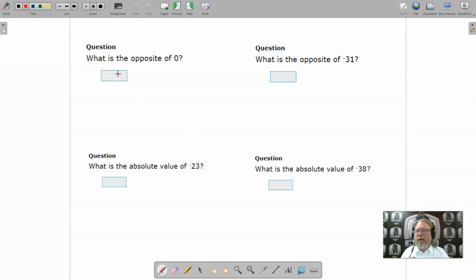What's the opposite of 0? Well, remember 0 is neither negative nor positive. So the opposite of 0 is just, well, 0. Opposite of -31, same value, it's just positive. What's the absolute value of -23? Well, if we take the absolute value of -23, we know that number just kind of comes out, and it becomes positive if it were negative. If it were positive, we'd just keep it positive. What's the absolute value of -38? It's +38.